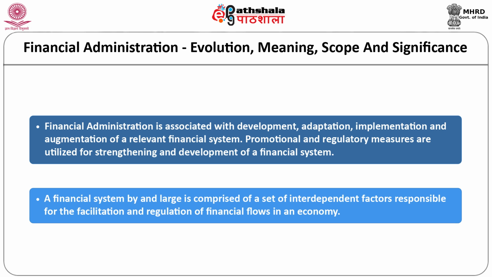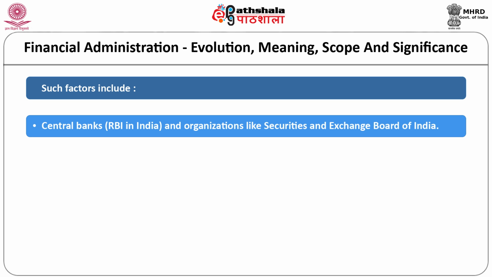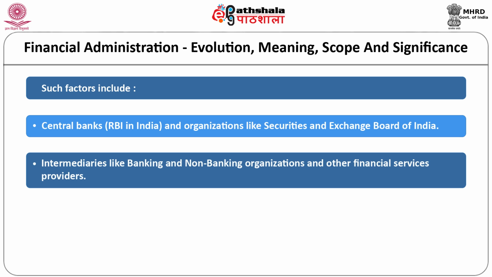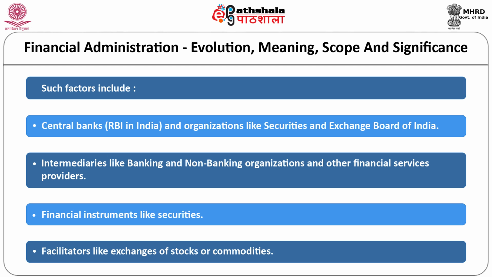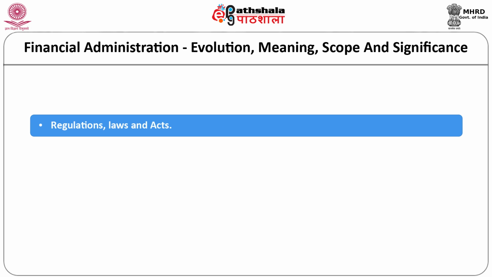Factors affecting regulation of financial flows: central banks, that is RBI, Reserve Bank of India, and organizations like Securities and Exchange Board of India; intermediaries like banking and non-banking organizations and other financial services providers; financial instruments like securities; facilitators like exchange of stocks or commodities; regulations, laws, acts.